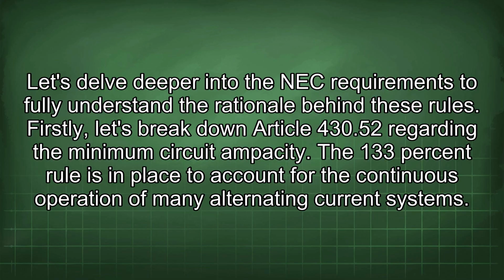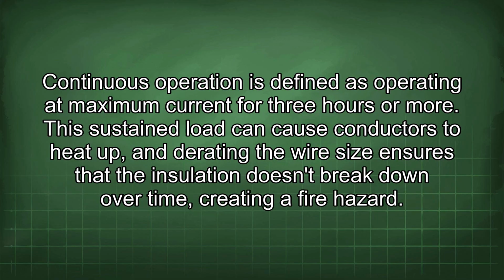The 133% rule is in place to account for the continuous operation of many alternating current systems. Continuous operation is defined as operating at maximum current for 3 hours or more. This sustained load can cause conductors to heat up, and increasing the wire size ensures that the insulation doesn't break down over time, creating a fire hazard.